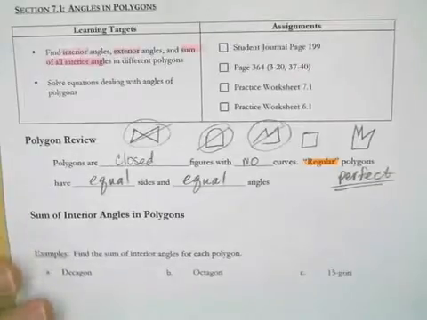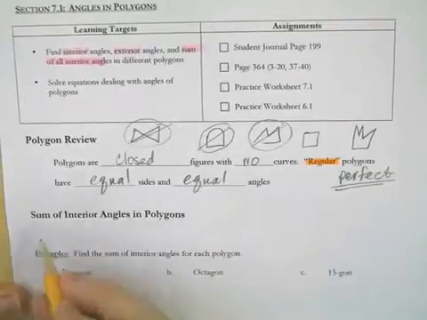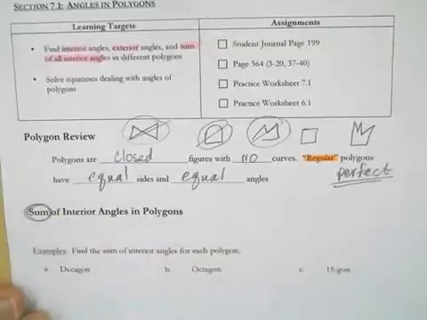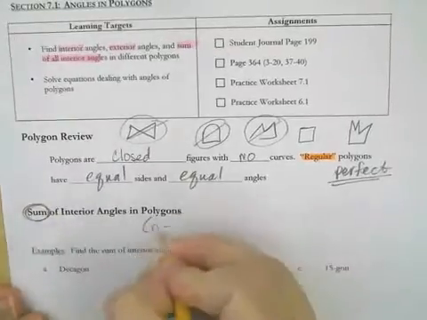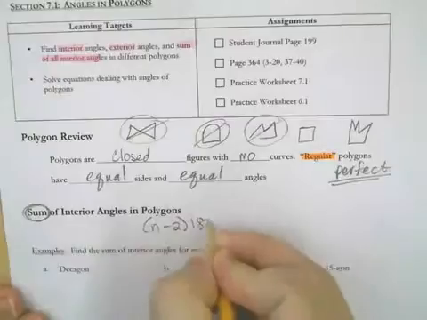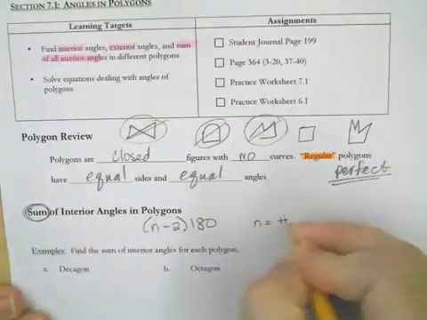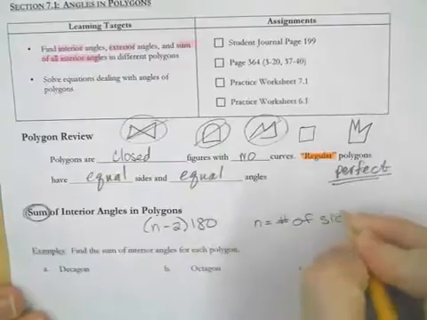All right, so the next thing we're going to talk about is the sum. This is important. Whenever you see the word sum, we're going to use this formula. And the formula is n minus 2 times 180, and n equals the number of sides in the polygon.